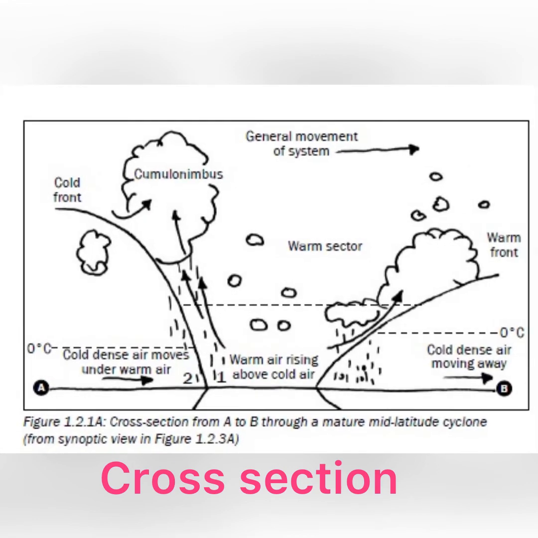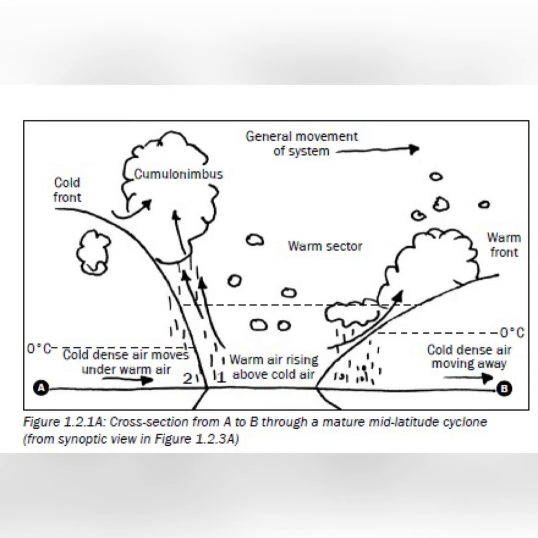Okay, now we're looking at the cross section of a mid-latitude cyclone. Now we can see the cold front and the warm front in a more clear vision. Okay, right. I want you guys to redraw this diagram in your books. As I am saying a few points, I want you guys to note them down on the diagram.